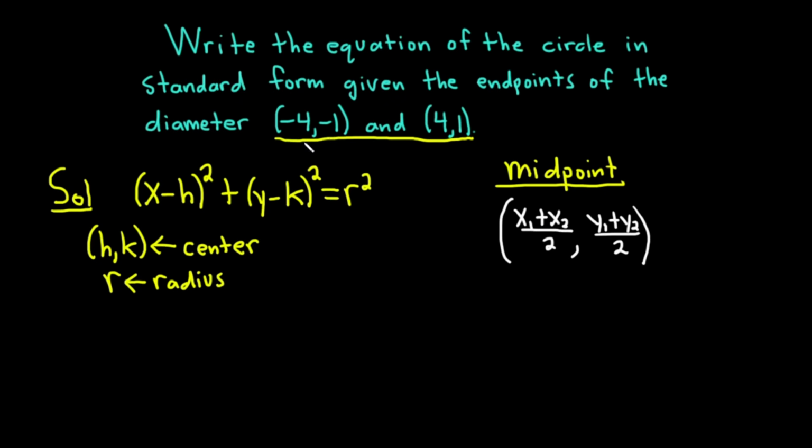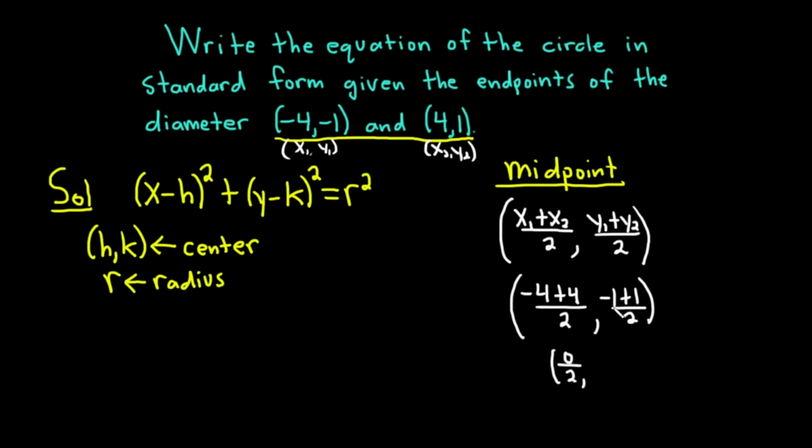So for example, you could call the first ordered pair (x1, y1) if you wanted to, and the second ordered pair (x2, y2), and then you can apply the formula. So it would be (-4 + 4)/2, and then you add the y's and divide by 2, so (-1 + 1)/2. Negative 4 plus 4 is 0, so we end up with 0 over 2. Negative 1 plus 1 is 0, so we end up with 0 over 2. 0 over 2 is 0, so we get (0, 0). So our center is (0, 0) in this case.